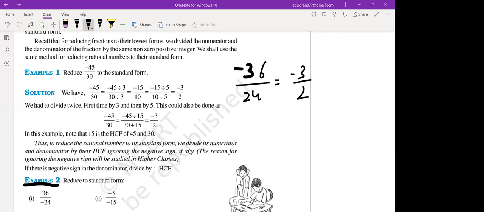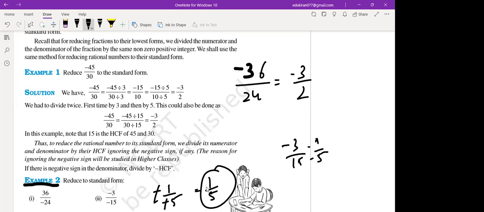Okay, second one, what did you get? Ma'am, minus 1 by 5. I also got minus 1 by 5. But how did you get minus 1? Ma'am, we got minus 1 by dividing by the 3 table. 3 ones are 3, 3 fives are 15. No. Over here, you got minus 1 upon minus 5. So negative and negative will cancel. Your answer would be 1 upon 5. Clear?